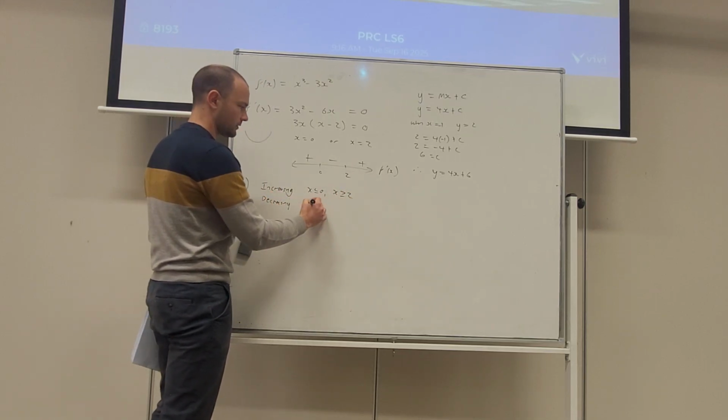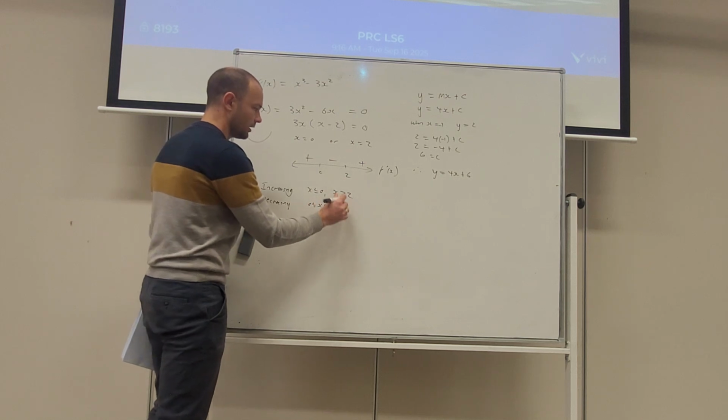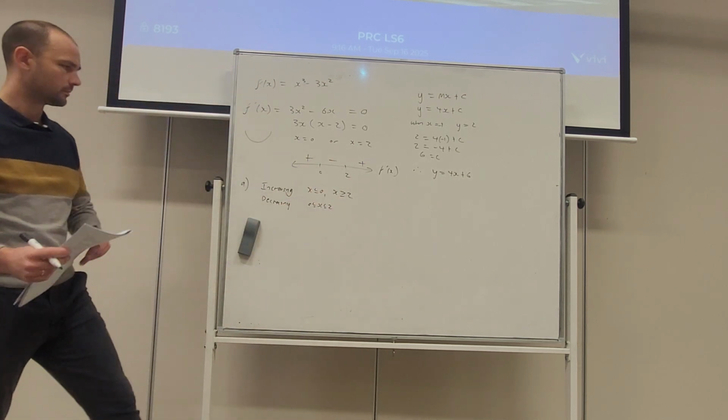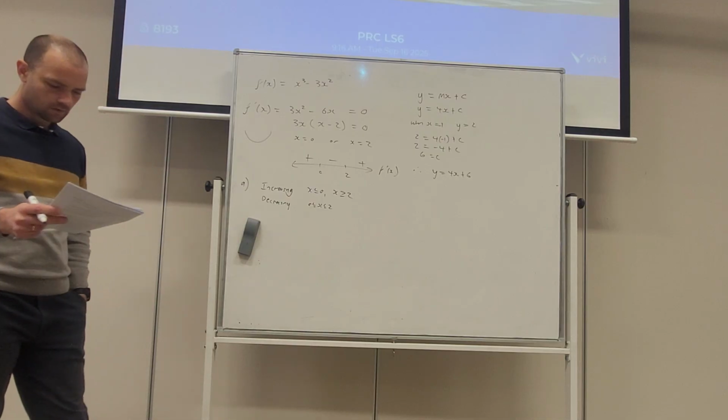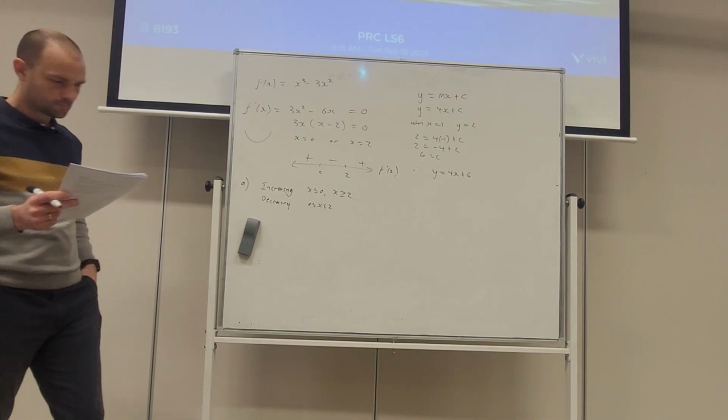Make sure you get your arrows around the right way. If you want to practice that skill, I've got some good tips on how to make sure we know which way they're going. Okay, so that's increasing and decreasing, that's part A.